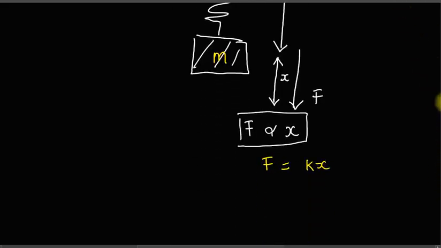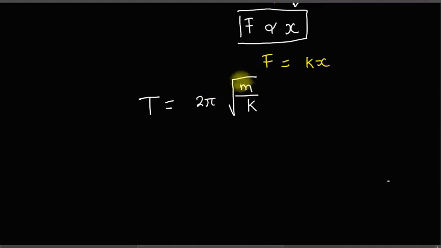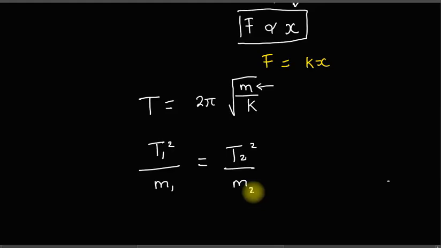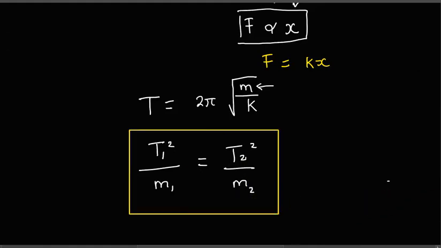Now, so I don't waste any more time, I'm just going to give you the formula directly without deriving. The period of oscillation of a spring is given by 2 pi root m all over k, the constant of proportionality. As you can see, the period of oscillation of a spring depends on the mass. We can still repeat the same thing we did in our previous case: T1 squared all over M1 is equal to T2 squared all over M2. This is for a spring.